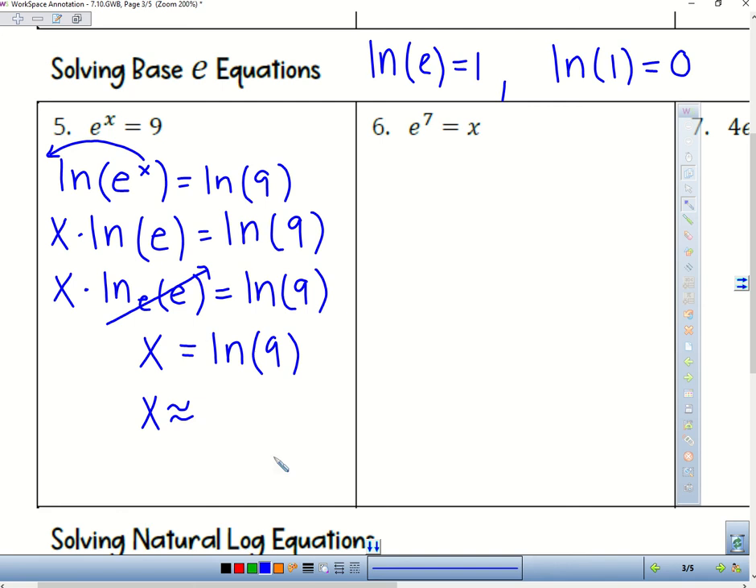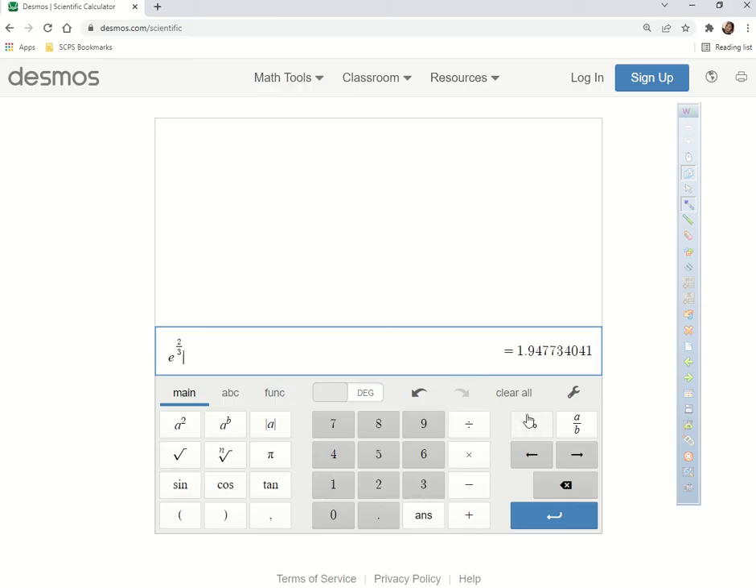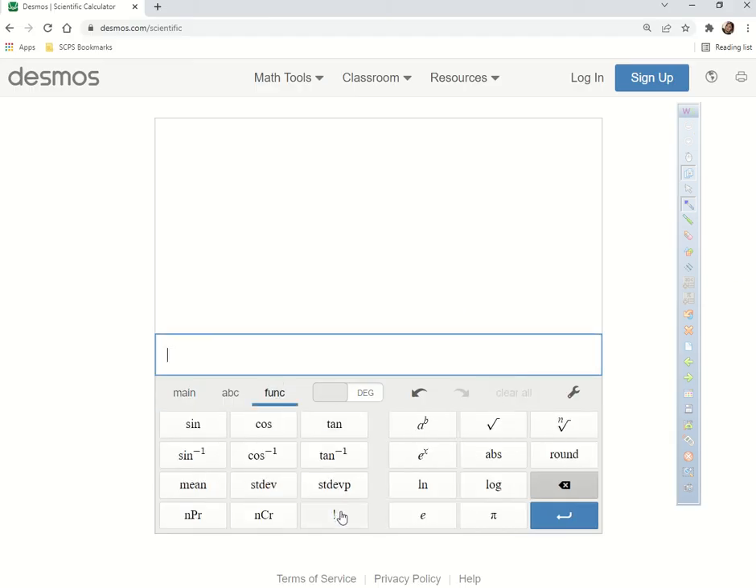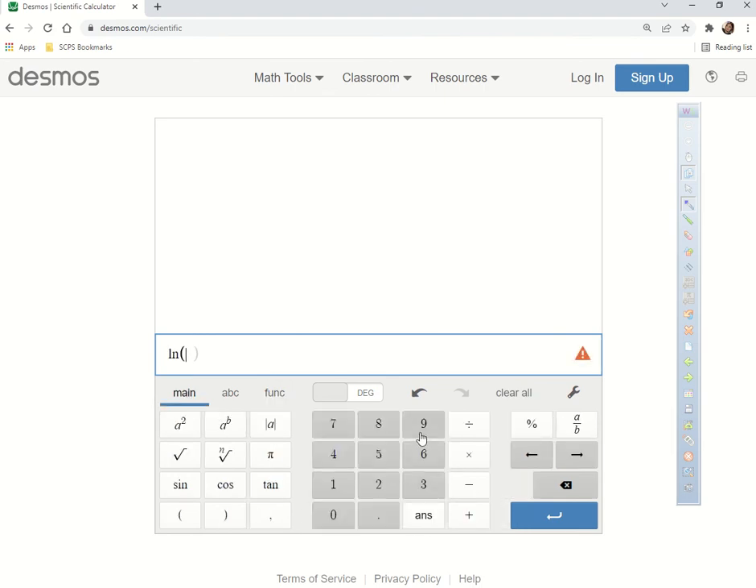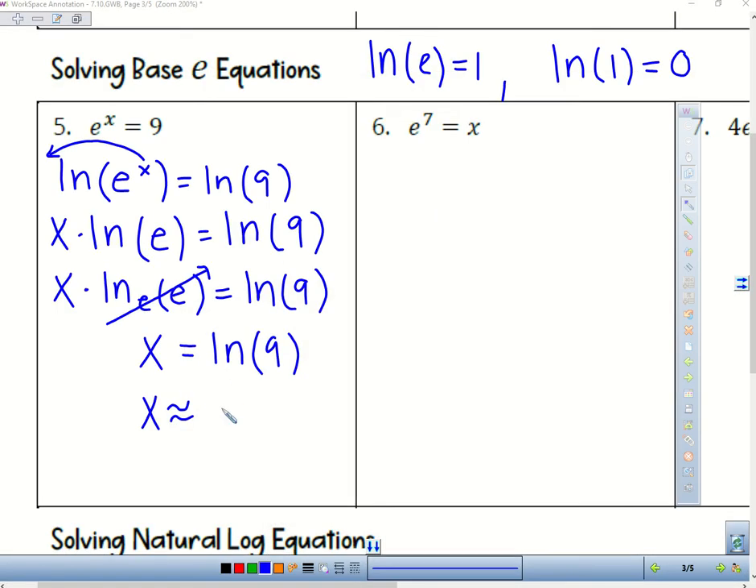So all I have to do finally to get an approximation for x is take the ln of 9, okay? So I'm going to go into my calculator, and I'm going to clear it out, and I'm going to go to the function button, and you see this ln button here? I'm going to click that, and then I'm going to type in 9, and I get approximately 2.2. So what that means is if I took e and I put it to the power of about 2.2, that should give me about 9.